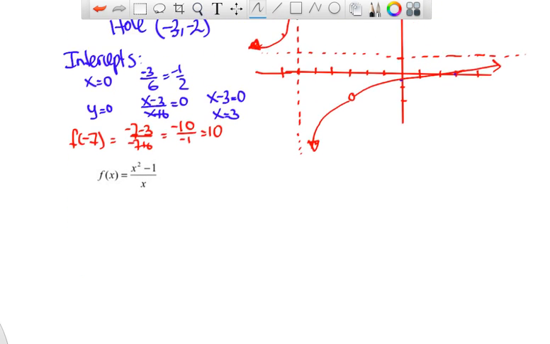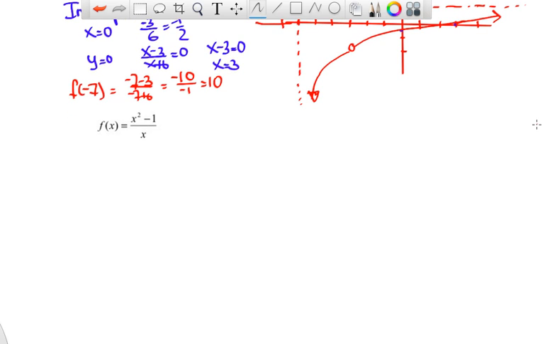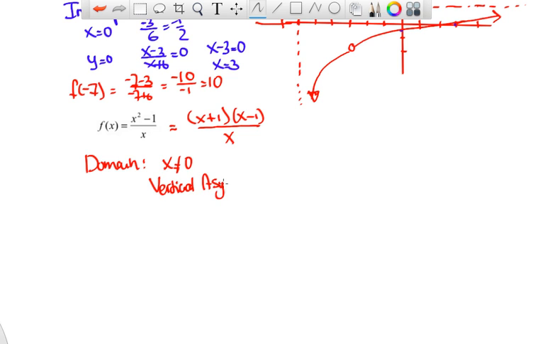Alright, let's do one more of those. So how about if it's x squared minus 1 over x? Okay? So start the same way. X plus 1, x minus 1. There's no way to reduce this thing. So in terms of my domain, I know x can't equal 0, so that means I get a vertical asymptote at 0.